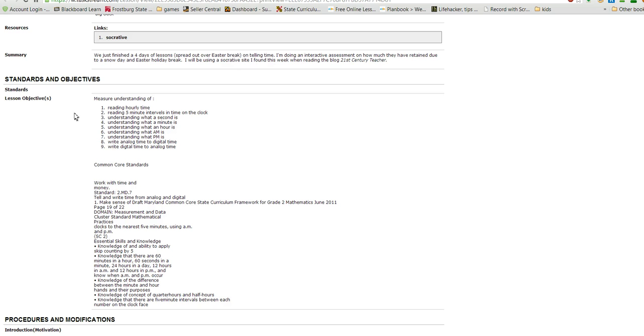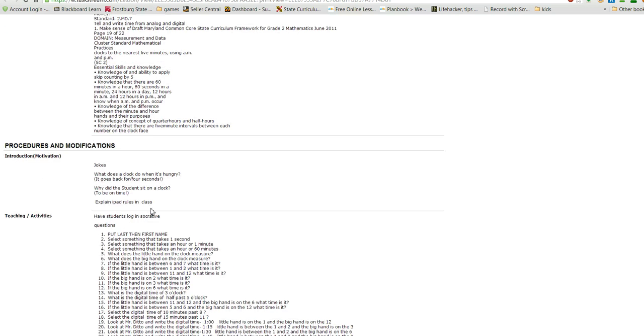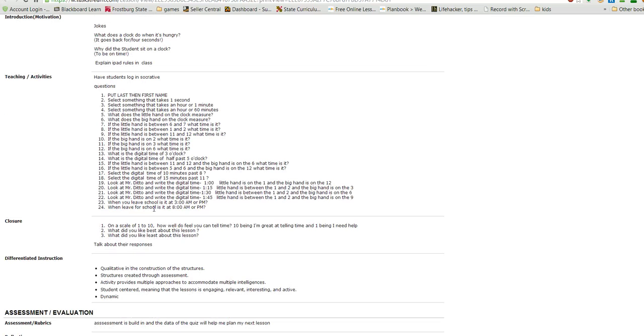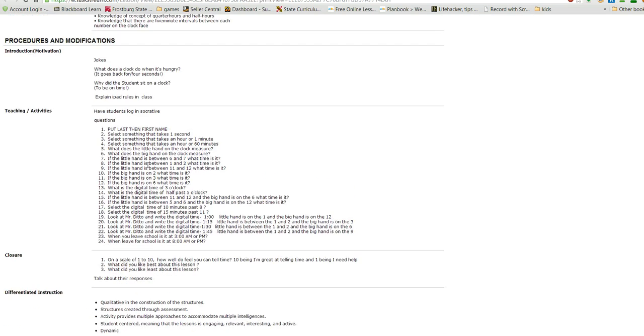As you can also see here in my lesson plans, you see the regular standards before and then the Common Core standards for time below. As you can see them measured right here. Okay, and then I go specifically into the lesson.